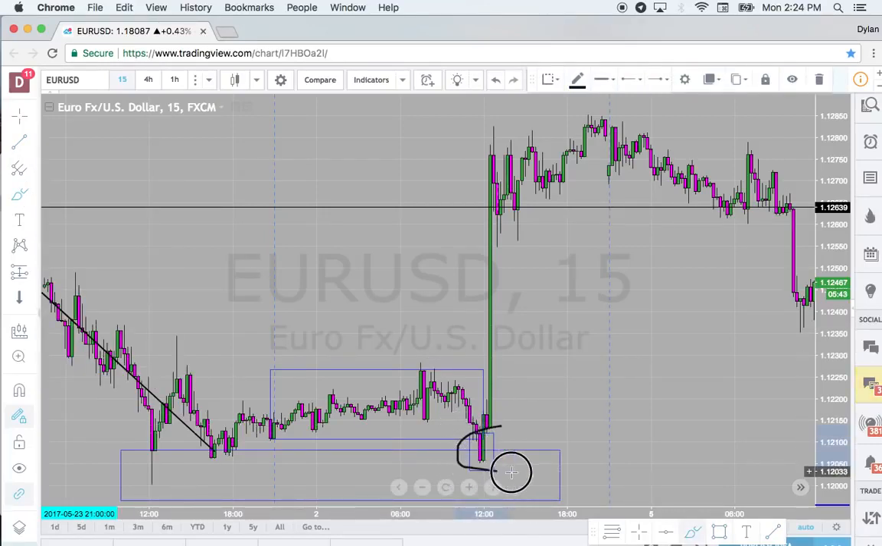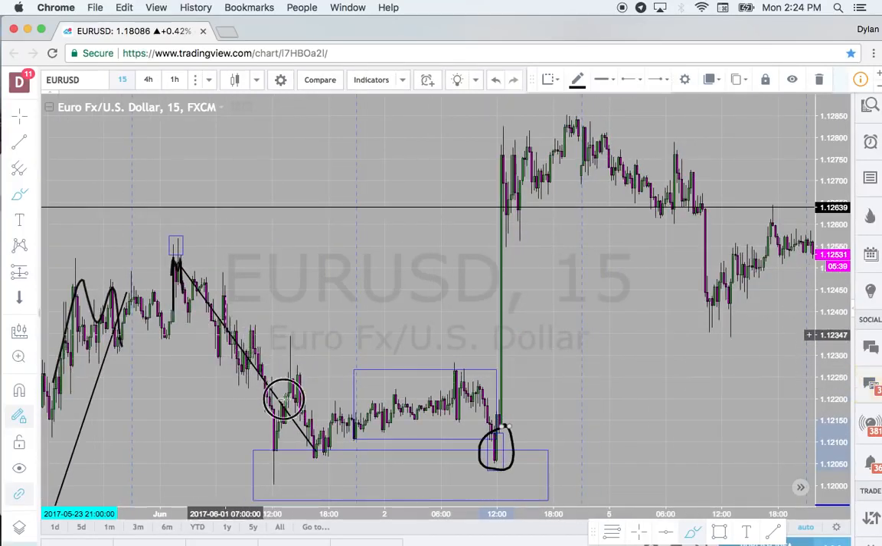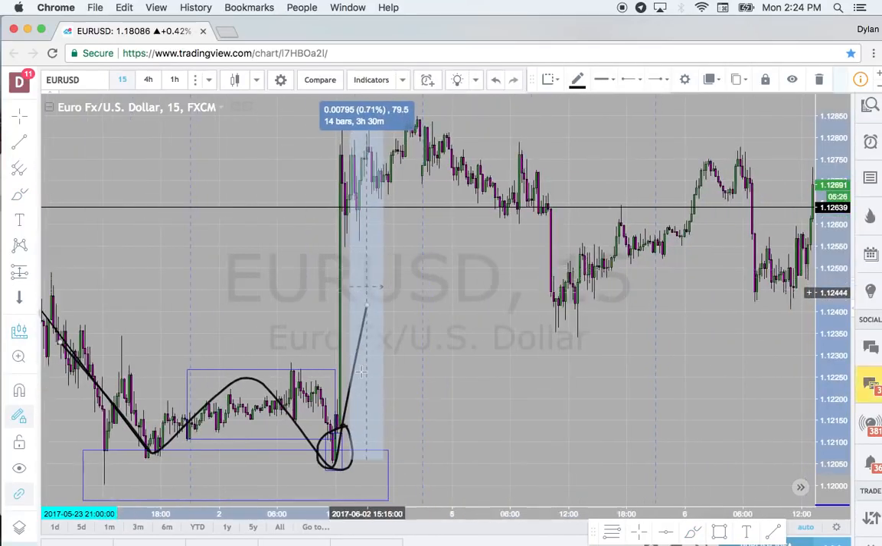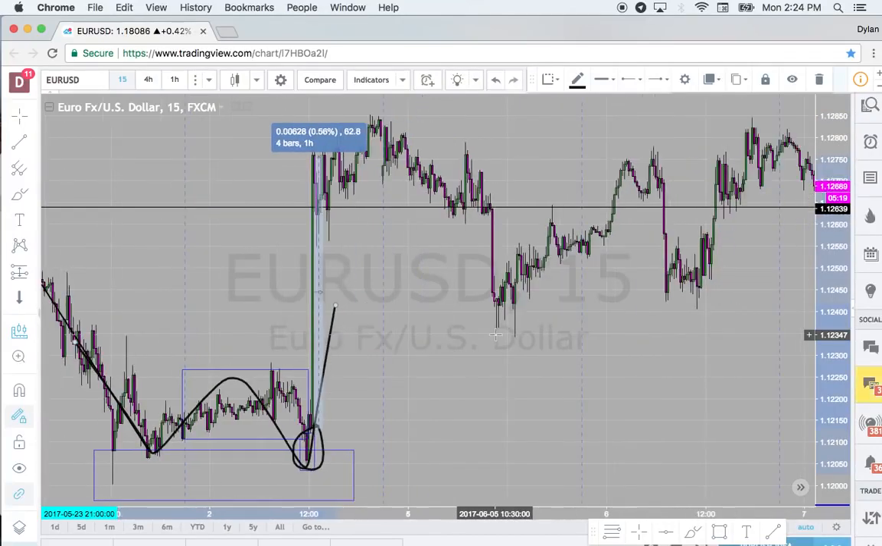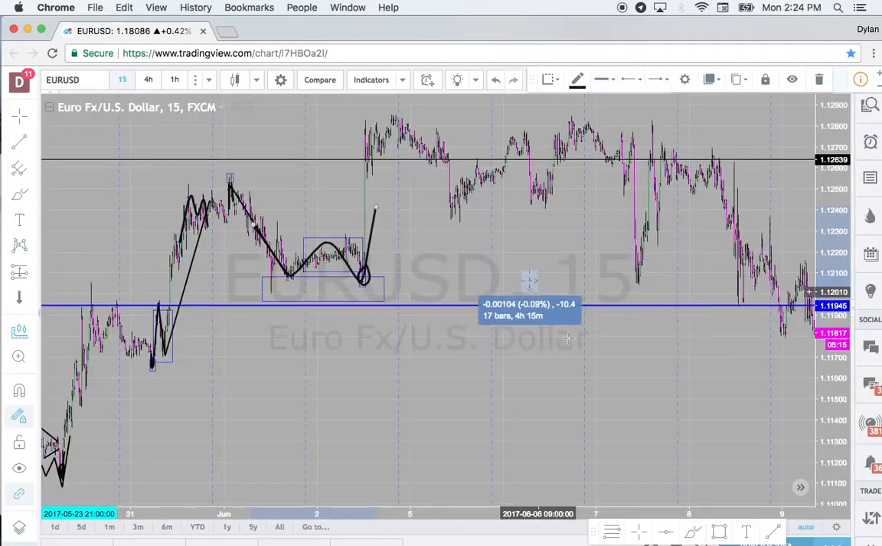The trap at the low of the day, W formation, and then a 79 pip rise. That one candle alone was a 62 pip spike up to the upside. Alright, I think you guys understand where I'm coming from now.